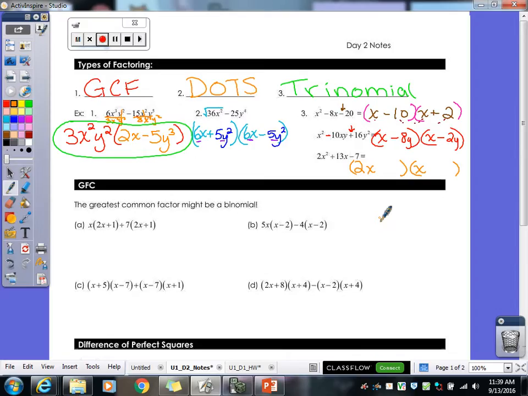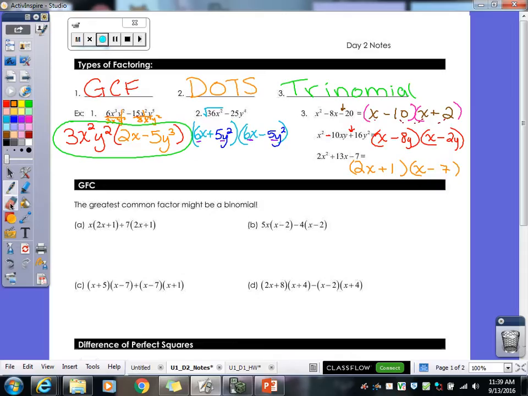What will our signs be this time? Same or different? Different. Good. And then how do we multiply to get 7? 1 and 7. We really don't have many options with that one. So then again, in my head, I'm doing my little smile. 1 times x, that gives me a 1x. 2x times negative 7, that gives me a negative 14. So when I combine 1x and negative 14x, do I get positive 13? No, what do I get? Negative 13. So I'm close.